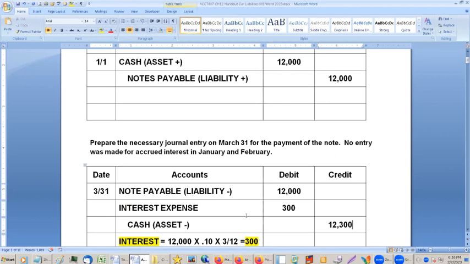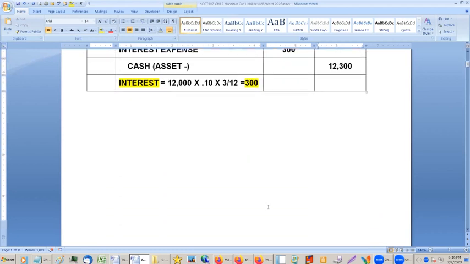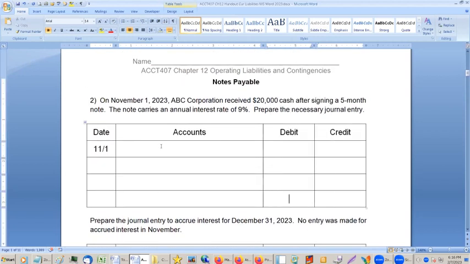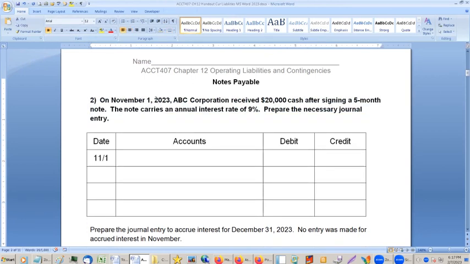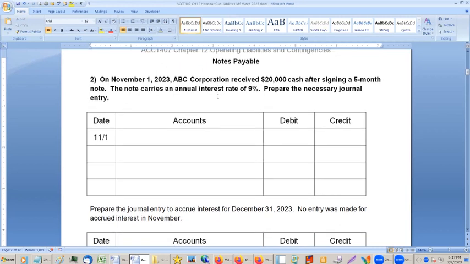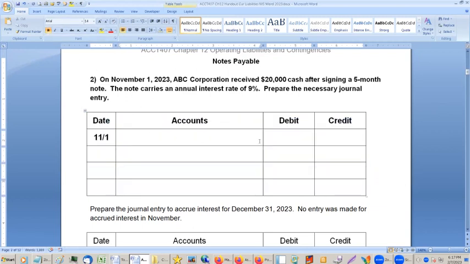Question on that thing? Okay, let's go down to this one. All right, on November 1st, received $20,000 cash, signing a 5-month note. Okay, this is going to be the same thing as the other one for the first entry then. Cash is going up. You have to write this in, by the way, the asset plus thing, you know, put that. 20,000.